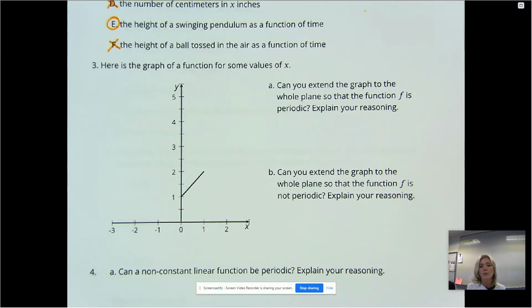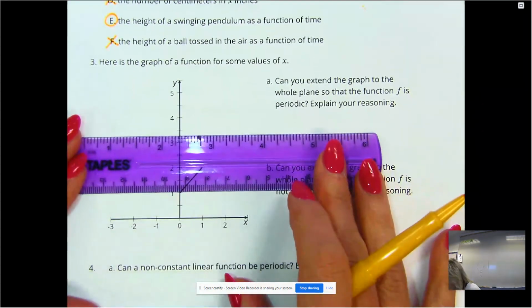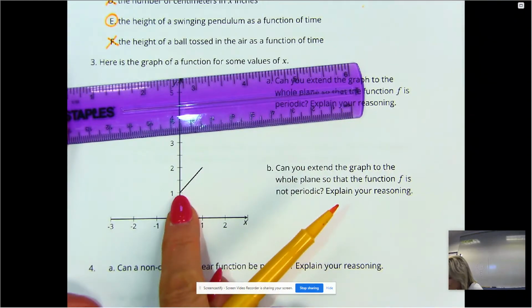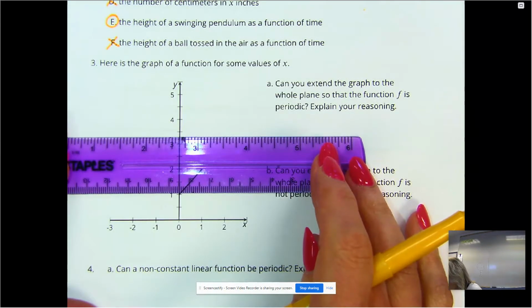Okay. The next one, here's a graph of some values of x. Can you extend the graph to the whole plane so that the function is periodic? Explain your reasoning. Yeah, we certainly can. I'm going to just kind of fill in some guidelines because I see this has a minimum value of 1, and a maximum value of 2.